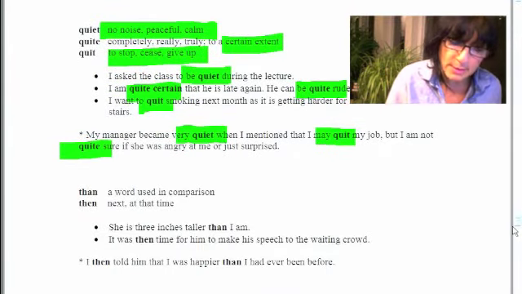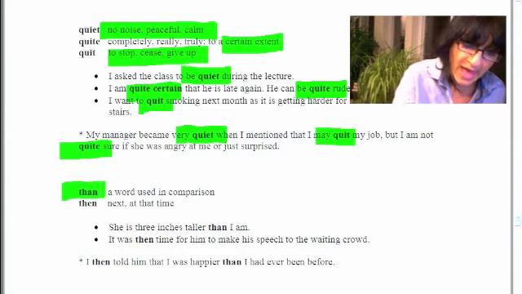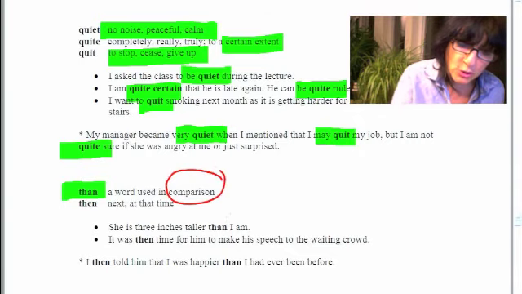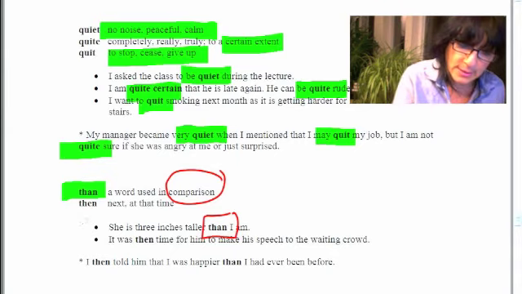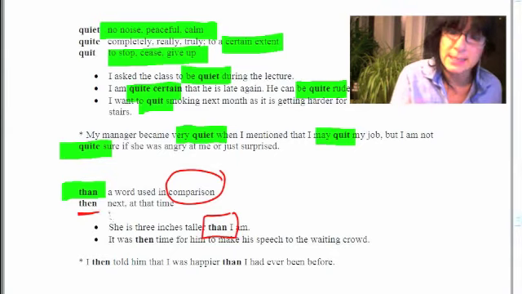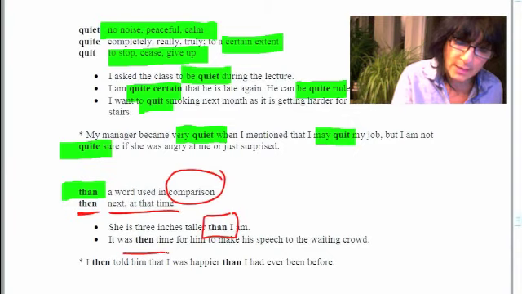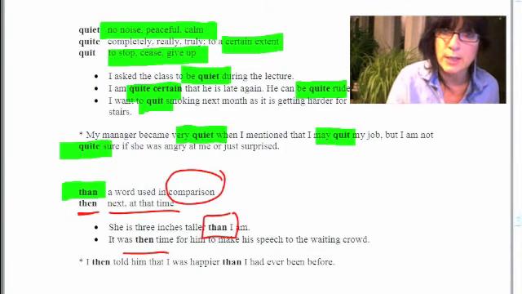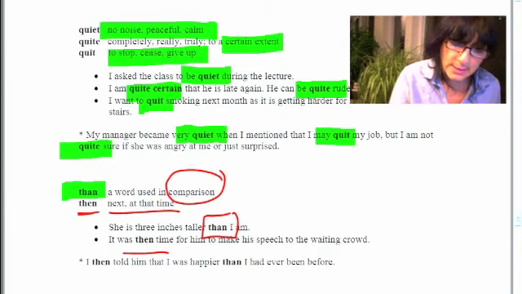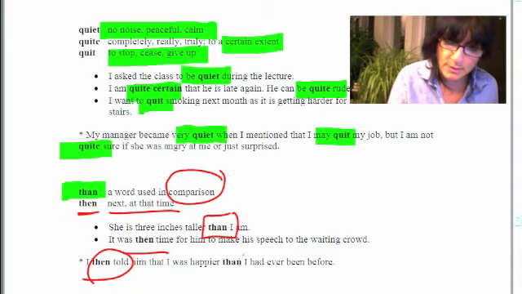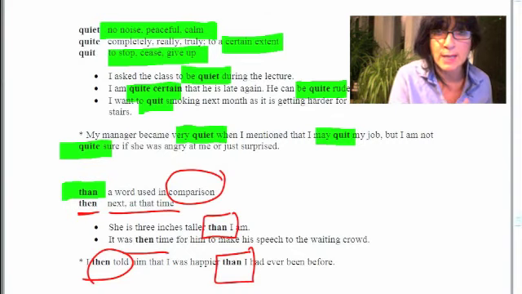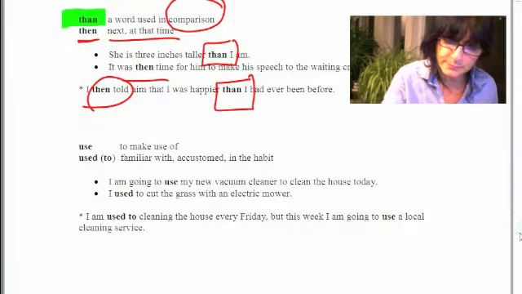Now this one is a very common error in writing. A lot of people mix these words up: than and then. Than is a word that's used in comparison. Example, she is 3 inches taller than I am. So than is always a comparison. Then, T-H-E-N, means next. For example, it was then time for him to make a speech to the waiting crowd. In the same sentence, I then, meaning next, told him that I was happier than I had ever been before. You're making a contrast. You're happier now than ever before.